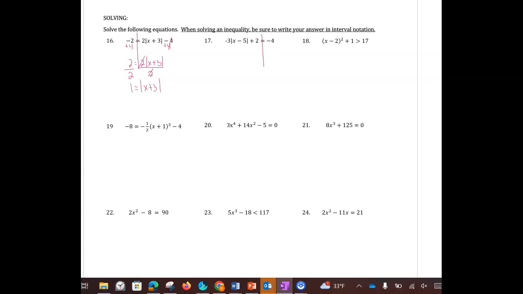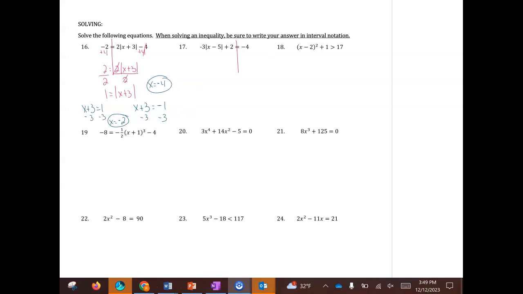And now we're going to have 2 problems. One is going to be x plus 3 with a positive 1, and then x plus 3 with a negative 1. In both situations, I'm going to subtract 3, but I'm going to get very different answers. So on the left one, I'm going to get a negative 2, and on the right one, well, let's put it up here, I'm going to get a negative 4. All right, that's 16.